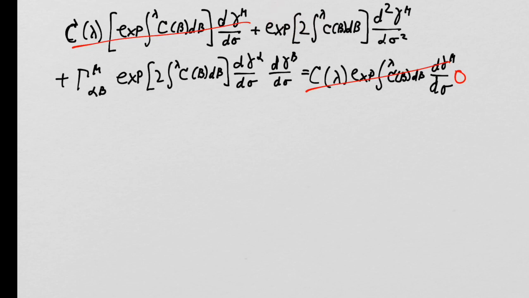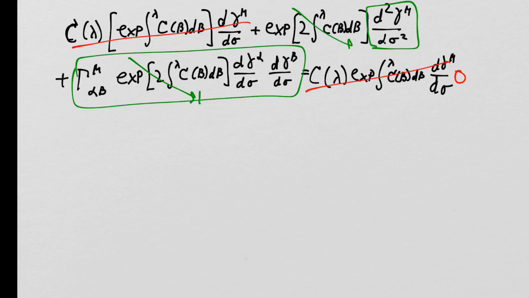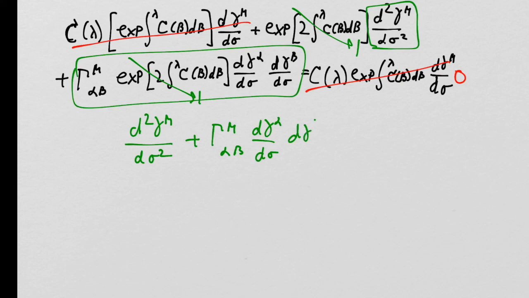So those two, I guess red is wrong, because those two go to 1. Basically, I divide those two out, right? And I'm left with this plus this, right? If that goes to 1, that goes to 1, equals 0. And that's exactly the answer, right? It's d squared gamma mu over d sigma squared plus the connection coefficient alpha beta d gamma alpha d sigma d gamma beta d sigma equals 0.